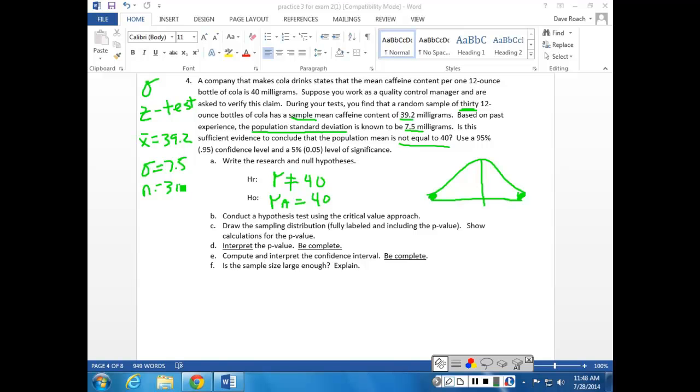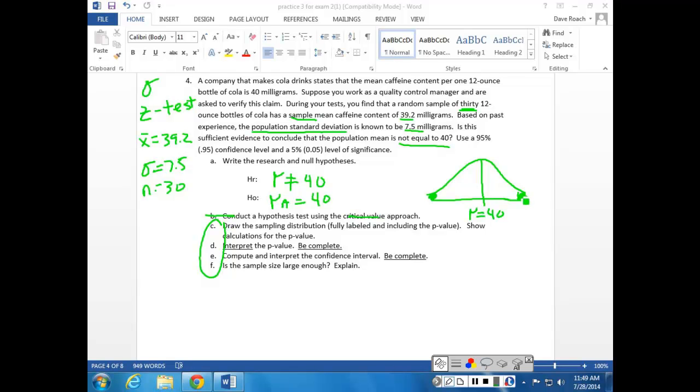So this is 40. I might come back and do this or post it. We've been doing enough of the critical value approaches. I want to try and get as far in this test as I can. We haven't done as much p-value, so let's do that.